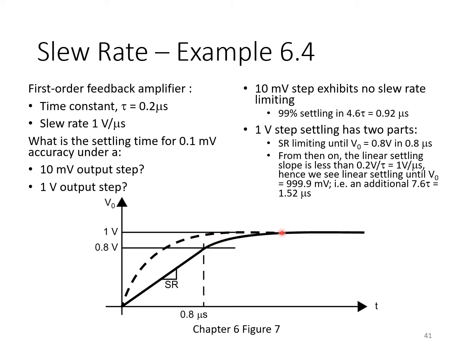So for the remainder of the settling behavior, we see first order single time constant exponential settling with that time constant. And then we can find the specified settling time, 99%, or in this case, 0.1 millivolts, which is actually finer than, more accurate than 99% settling. You can find the final settling time as the sum of the first 0.8 microseconds during which the op-amp was slew rate limiting, plus the amount of time required for the final exponential settling to settle within the specified 0.1 millivolt tolerance.